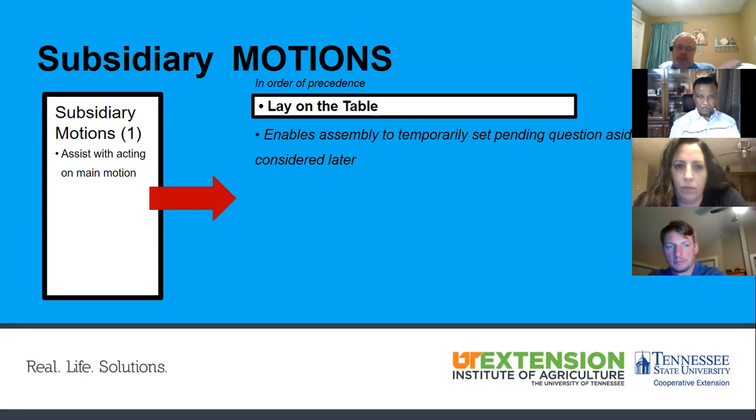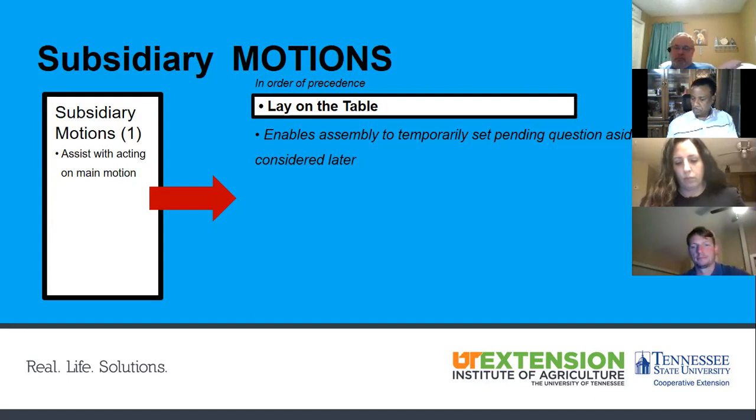The intent of the motion to lay on the table is not to kill the main motion or to make it go away, but only to set it aside in such a way that it may be easily resumed later on. However, if it is not taken from the table at this meeting or the next scheduled meeting, it would essentially die at the end of that next meeting.